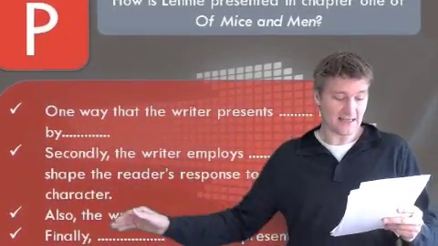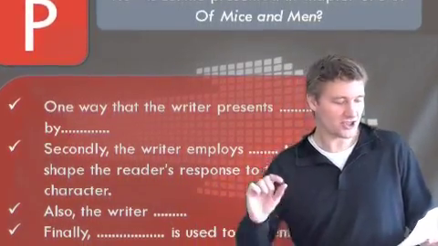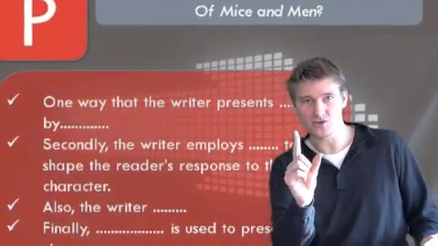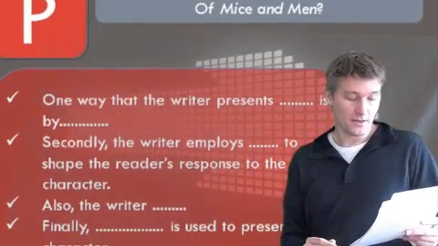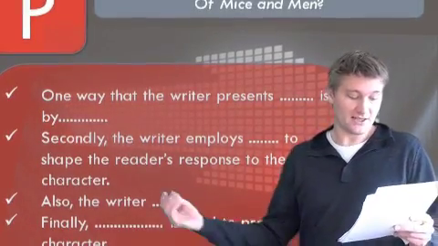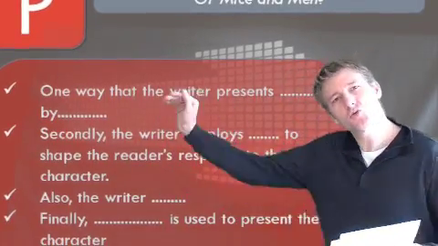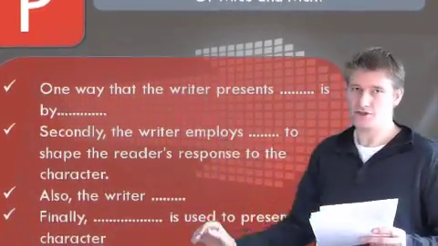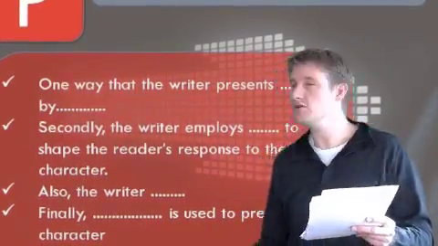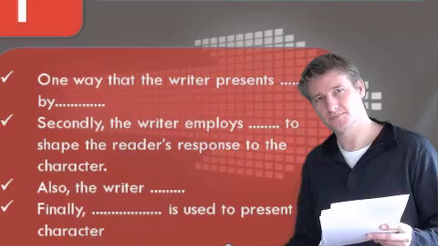Next paragraph, secondly, the writer employs something to shape the reader's response. I love that phrase, to shape the reader's response to the character, to make us respond in a particular way. Use that one, it's a good one. Also, the writer, and so on. Finally, something else is used to present the character. Now, if you're going to use that as a frame, they're the sorts of phrases that would guide you through. Now, obviously, one way is followed by an entire paragraph. It's not just finish these sentences. That's only to make your points.